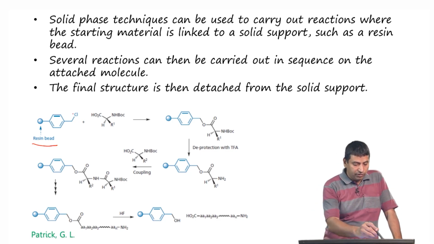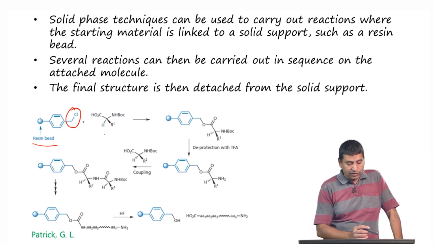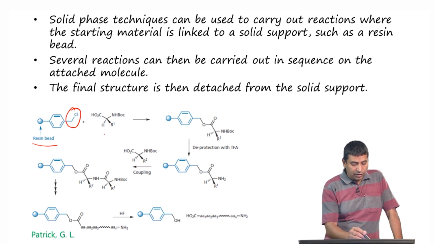So, here is the sequence of reactions that we can look at. Here is the resin bead which has a chlorobenzyl functional group on it. Now, if you react this with a carboxylic acid, now you get this molecule which is an ester. Okay.